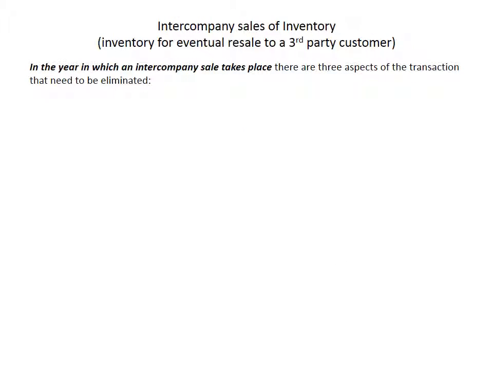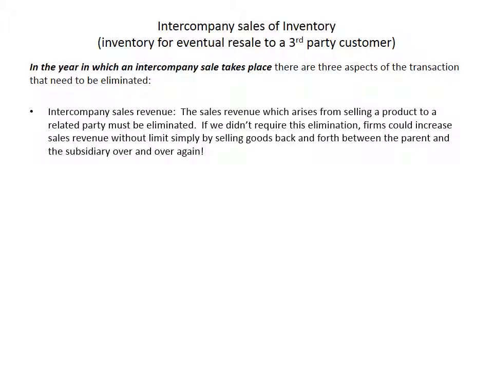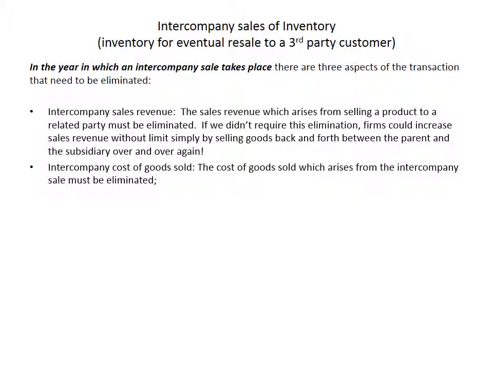Now, in the year in which an intercompany sale takes place, there are three aspects of the transaction that need to be eliminated. First, the intercompany sales revenue has to be eliminated. If we didn't require this elimination, firms could increase their sales revenue without limit simply by selling goods back and forth between the parent and the subsidiary over and over again. By the same token, we have to eliminate the intercompany cost of goods sold. By eliminating sales revenue and cost of goods sold, we're thereby eliminating the gross profit from the consolidated income statement.